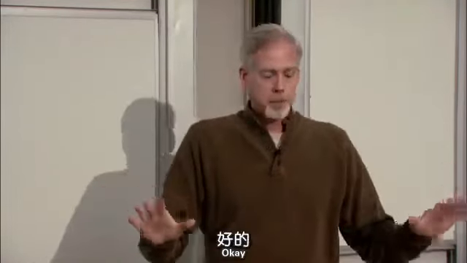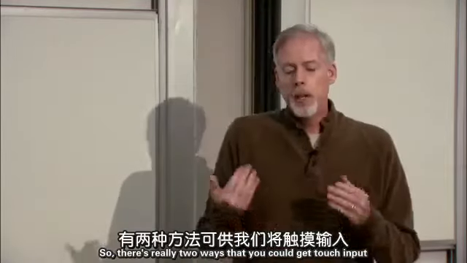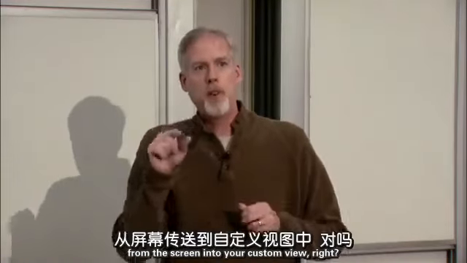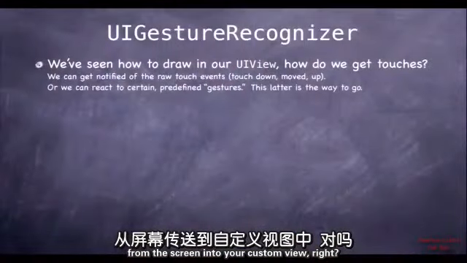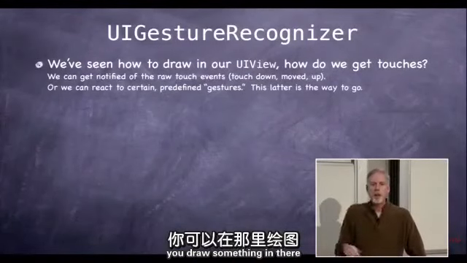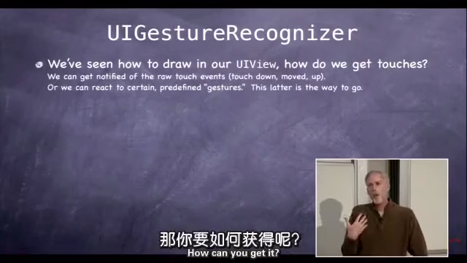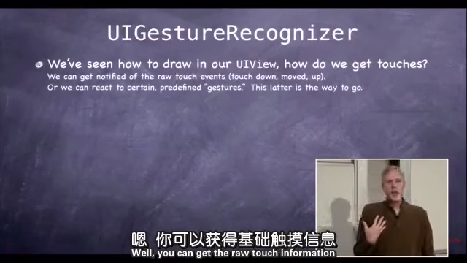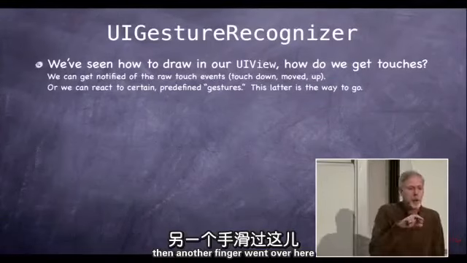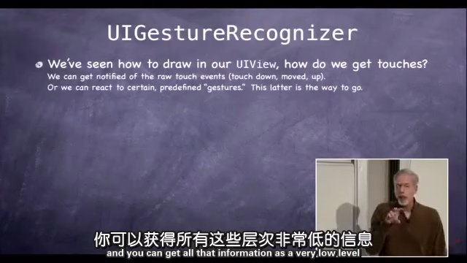No questions? Okay. Next, we're going to talk about gesture recognizers. Okay? So there's really two ways that you could get touch input from the screen into your custom view. Someone touches on your custom view. You've got a drawRect. You draw something in there. And someone's touching on it, and you can get that information. How can you get it? Well, you can get the raw touch information, like one finger went down here and it moved a little over here, then another finger went over here and they both moved down. And you can get all that information at a very low level.